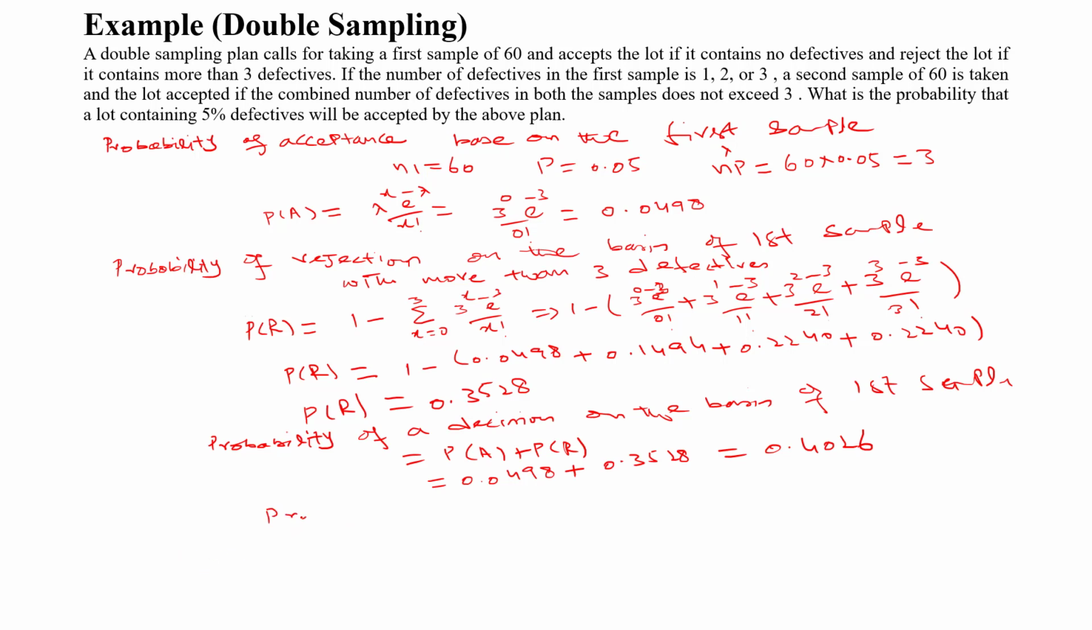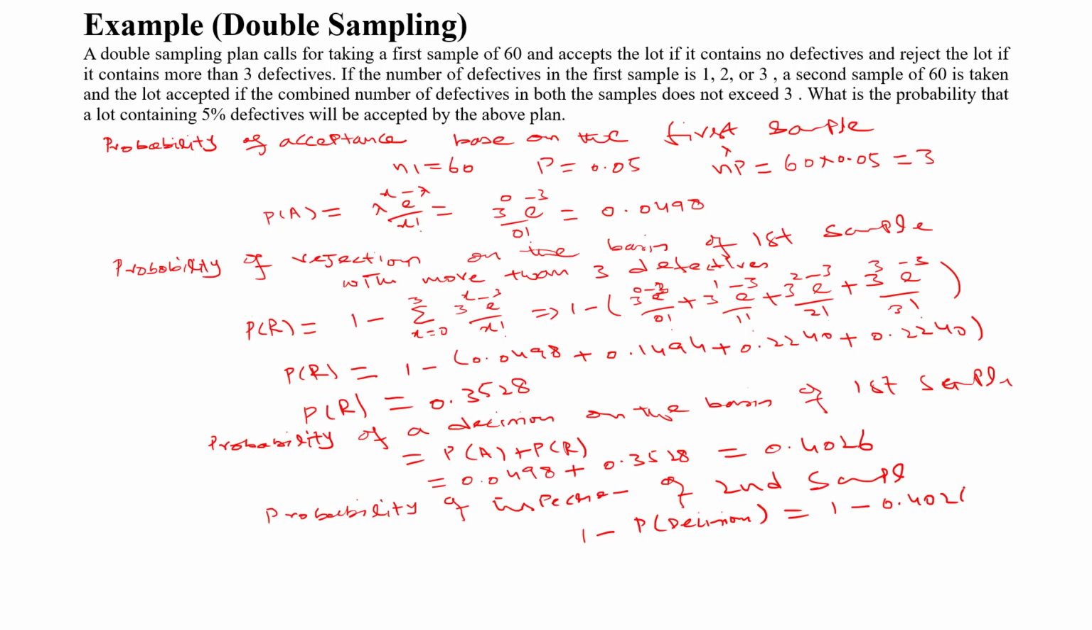Now the probability of inspection of the second sample. This will be the probability that you will go on to the second sample. We already conducted this process: it is 1 minus the probability of decision from the first sample. So it is 1 minus 0.4026.